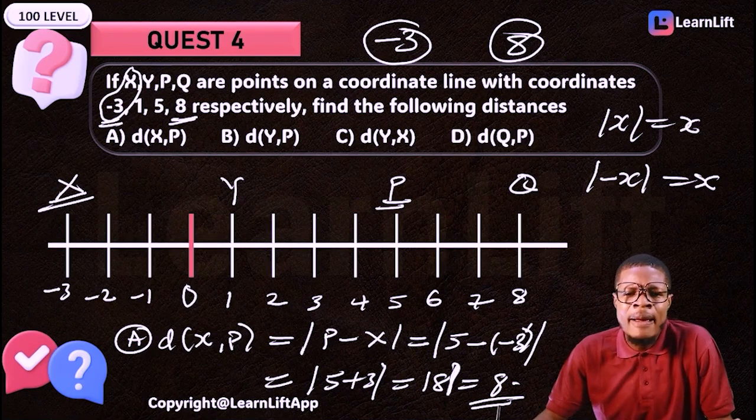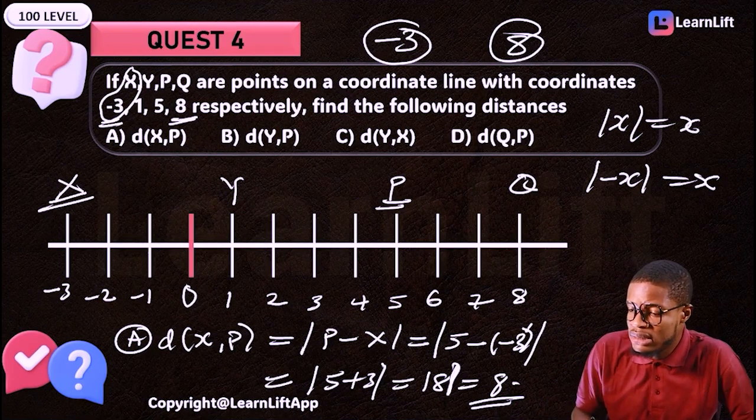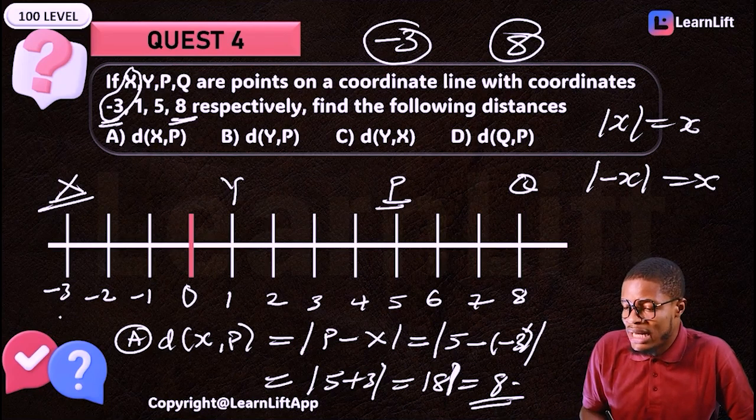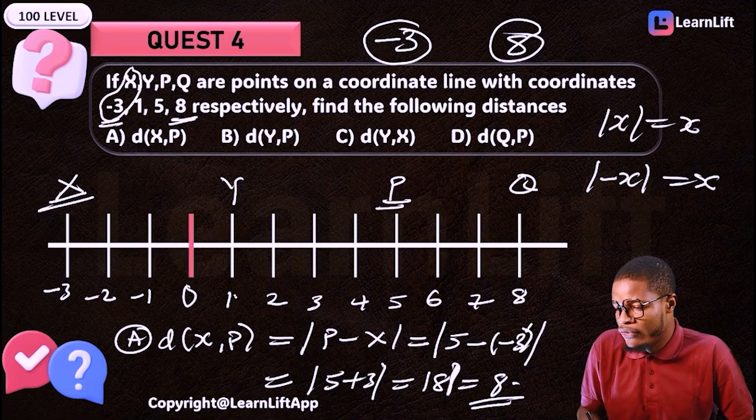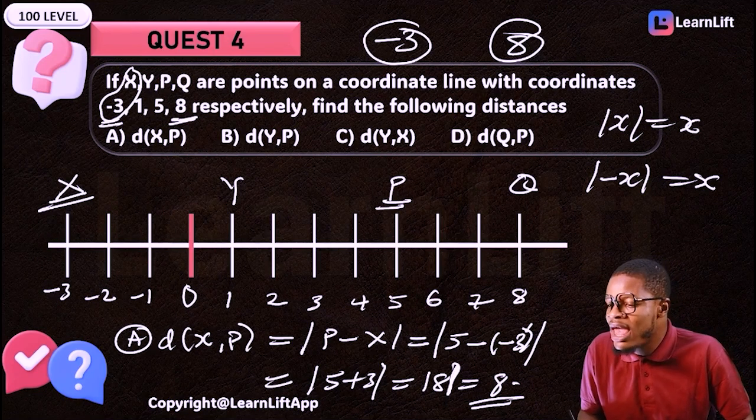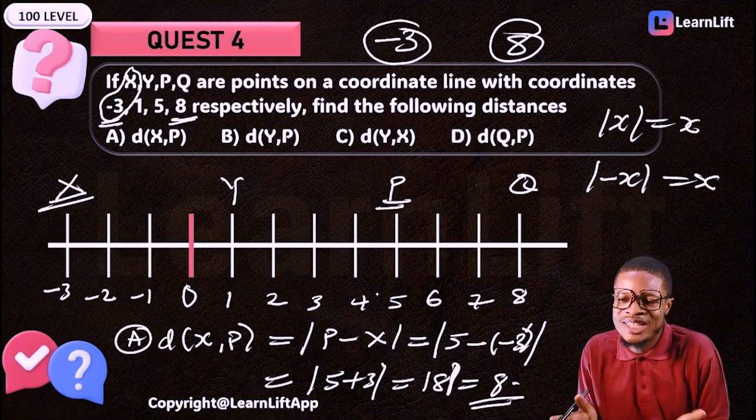How sure am I? Since it's distance x and p, now listen, you know that from x here, just count with me. It's 1, 2, 3, 4, 5, 6, 7, 8. And you are there. You've gotten the first one.